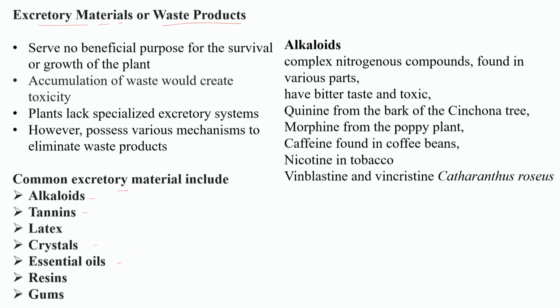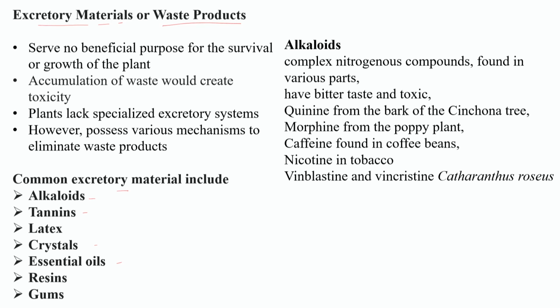Now, coming to alkaloids, alkaloids are complex nitrogenous compounds. They are found in various plants. A lot of different structures of these alkaloids have been reported. They are very toxic, toxic even in very small amounts, and they are not only toxic to the plant, but also toxic to animals.